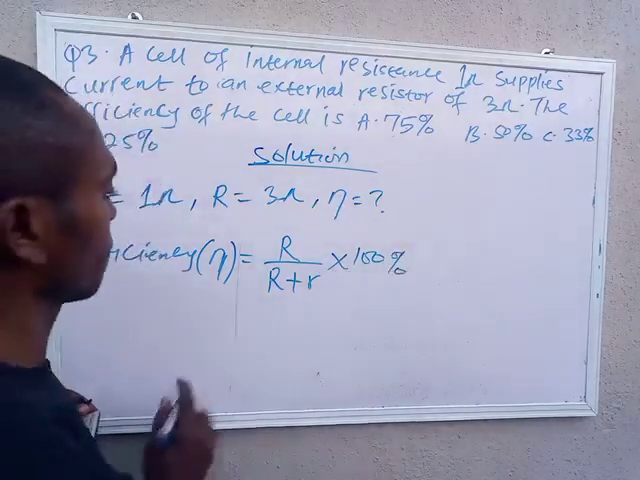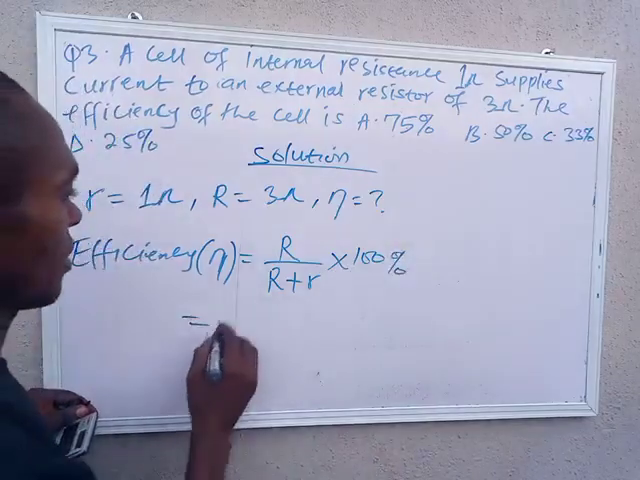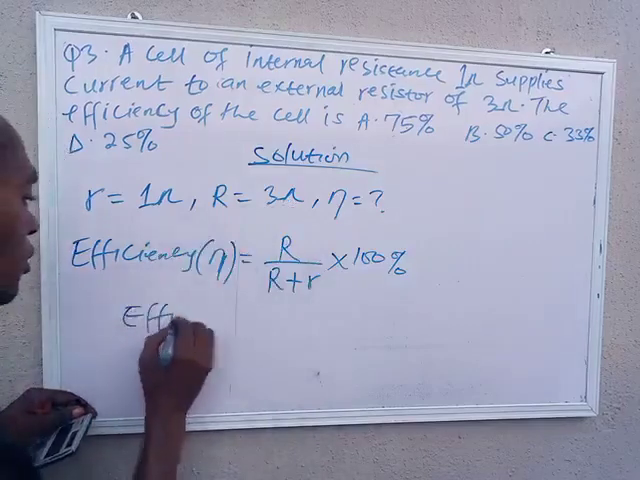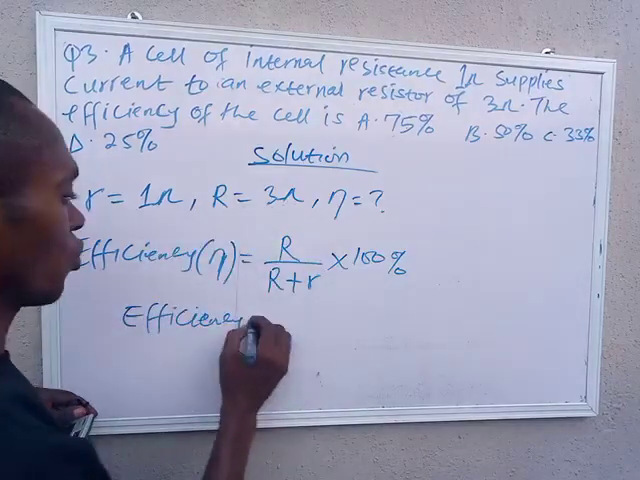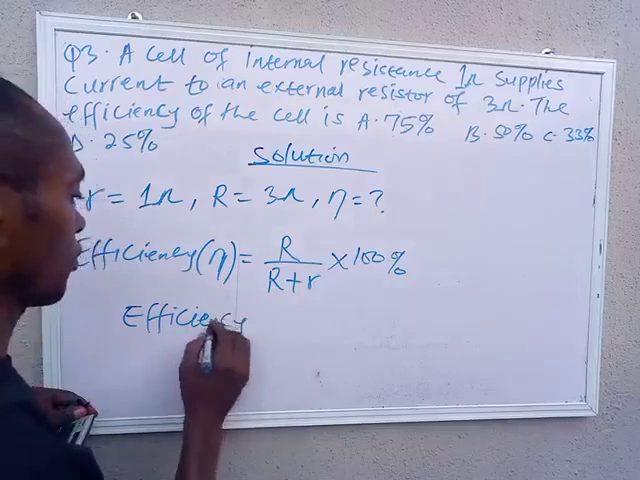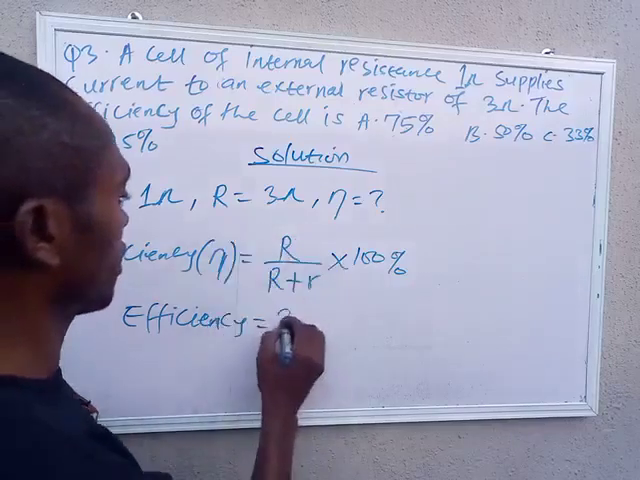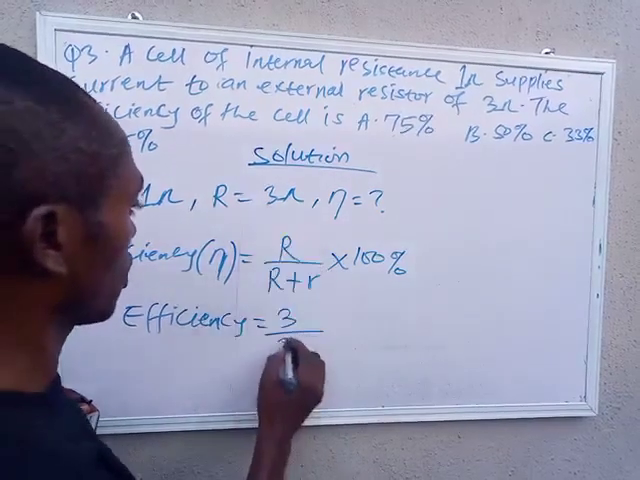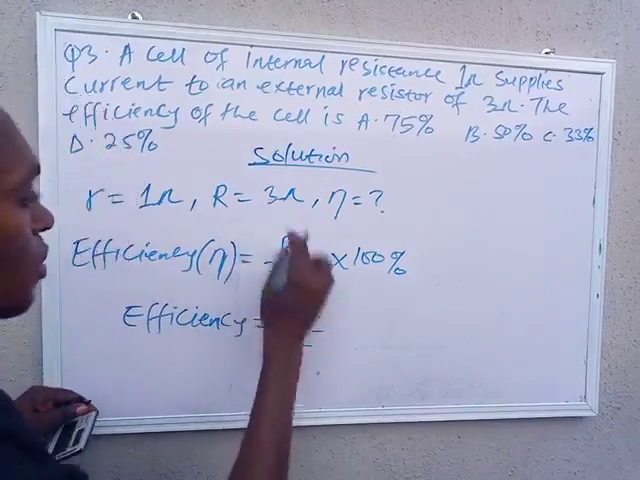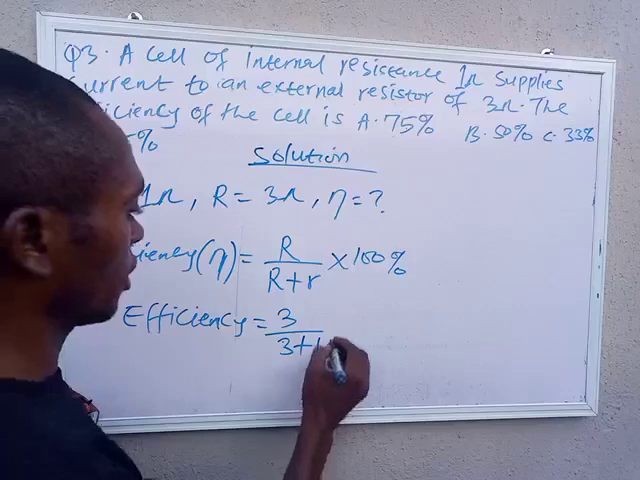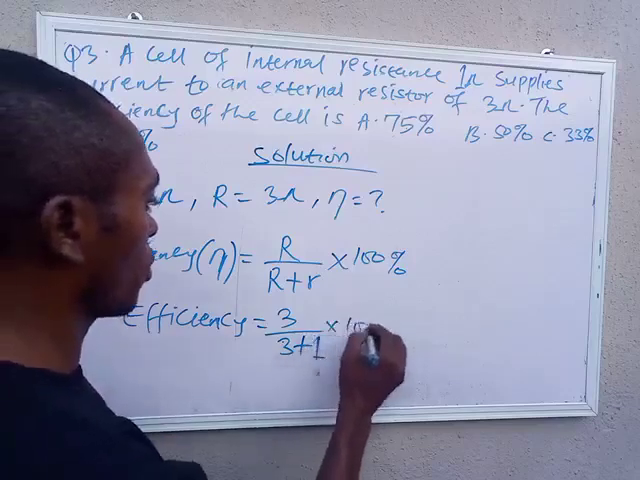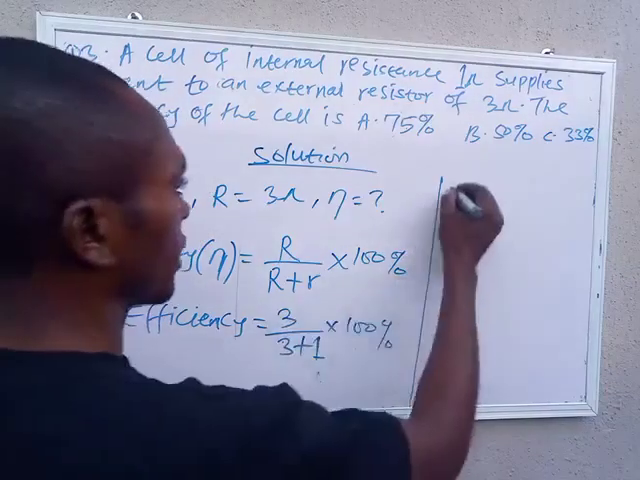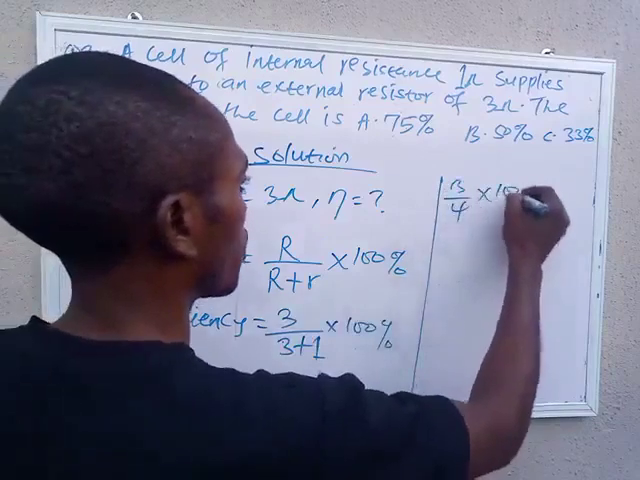Now we substitute our values. Efficiency will be equal to R, here is 3, over 3 plus the small r, that's 1, times 100. Now what we're going to have is 3 over 4 times 100.